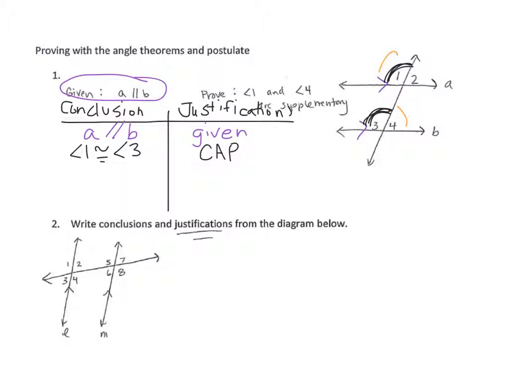So what's special about 3 and 4? They add up to 180. So I'm going to write the measure of angle 3 plus the measure of angle 4 equals 180 degrees by supplementary angles.